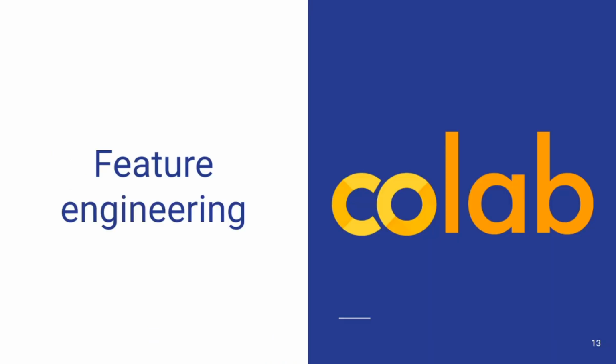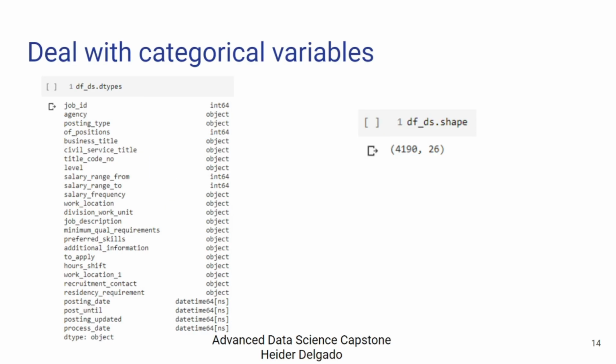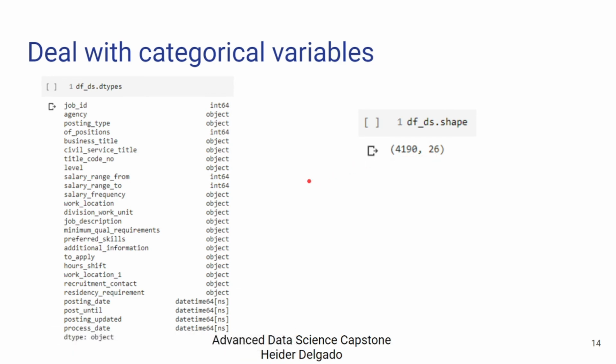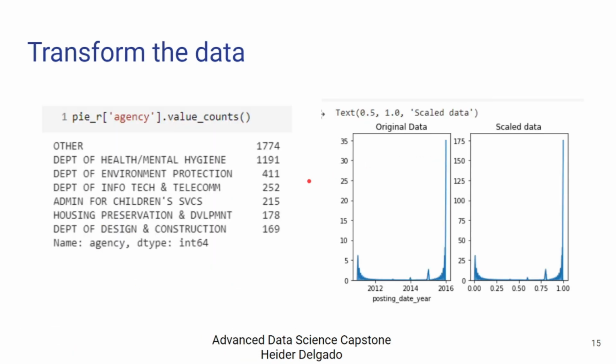So for feature engineering, I used Google Colab. This was the data that I got from data.world. It is very similar to the original data that I have, but with even more rows and four fewer columns. To transform the data, one thing that I noticed was that job ID was duplicated a lot. But if I dropped the duplicates, my data would be almost cut in half.